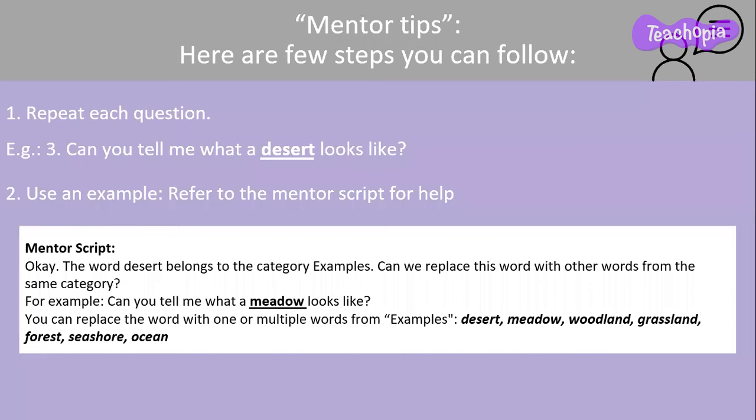Okay, the word desert belongs to the category examples. Can we, dear teachers, come up with one word or many words from the same category to replace in this question framework? Let me give you an example. An example I can come up with is, can you tell me what a meadow looks like? Now, can you also give me some examples? You can replace the word with one or multiple words from the category examples, like desert, meadow, woodland, grassland, forest, seashore, etc. So, this is how you can help the teachers come up with questions on their own. You give them an example, and once you give them an example, they will be able to understand what they need to do.